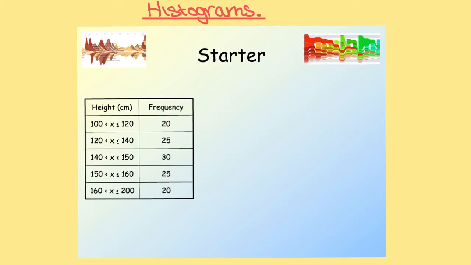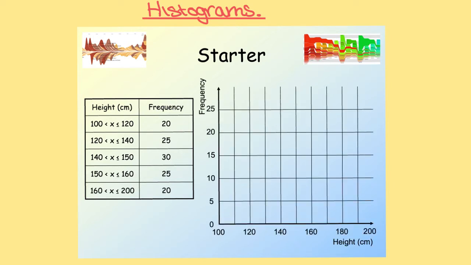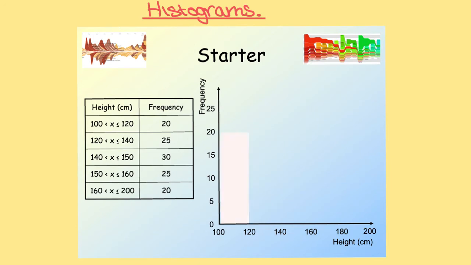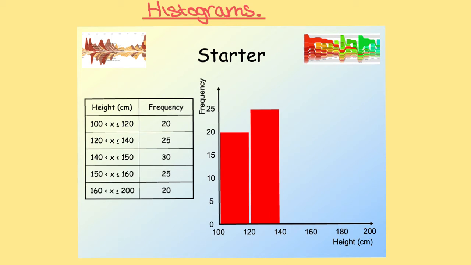To start off with, we're going to draw a bar chart to represent this data, which is the height of people in a class. Let's draw our set of axes. First bar representing the heights 100 to 120, frequency 20. Second bar representing heights from 120 to 140, frequency 25. Third bar representing heights from 140 to 150, frequency 30.